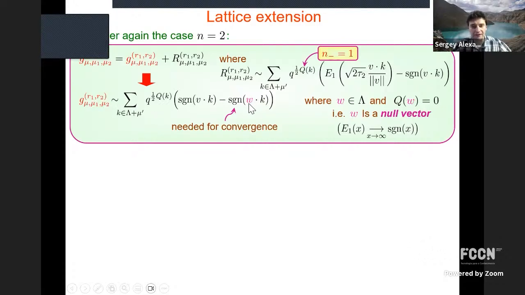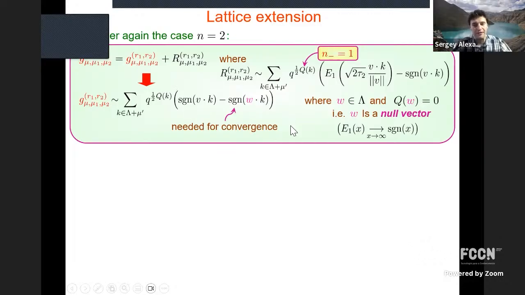But fortunately, if the vector W, which defines this sign function here, is a null vector belonging to the lattice, then it actually does not spoil the modularity. Why? Because you see, the argument of the error function is a normalized scalar product. And if the norm of the vector is 0, the argument of the error function becomes infinite and it reduces to a sign function. So in other words, the signs of null vectors don't need to be completed. They already ensure modularity. So very good. So we found a solution of our problem.